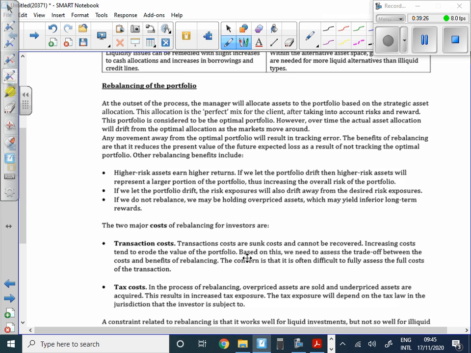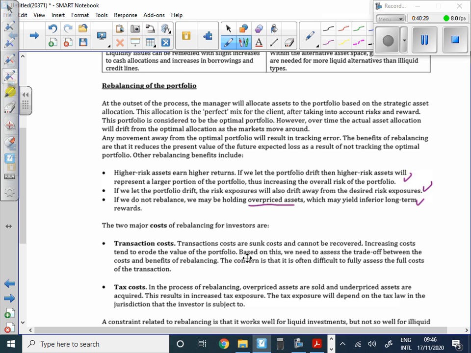What are some of the benefits of rebalancing? Remember, higher risk assets earn higher returns. If you just let the portfolio drift and do what it does in terms of market forces, these higher risk assets will represent a larger portion of my portfolio as they keep growing. But that also will increase the risk of the portfolio. Therefore, it might be a good idea to rebalance them back to their targets. If we just let the portfolio drift, risk exposures will also drift from the desired risk exposures. And if you don't rebalance, you may be holding onto overpriced assets. Long term, that's not a good idea either. If these assets have made good gains for you, it's a good time to get out before they become overpriced and then fall back down in value.